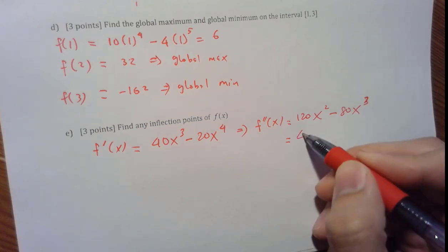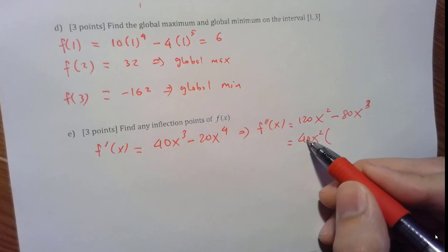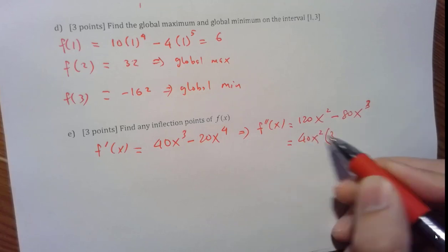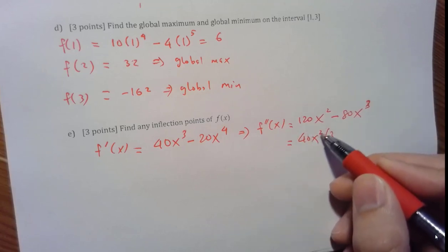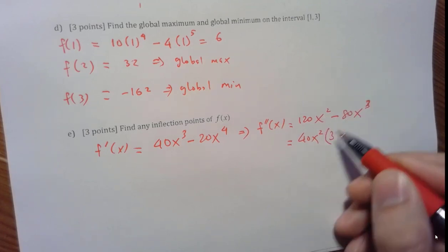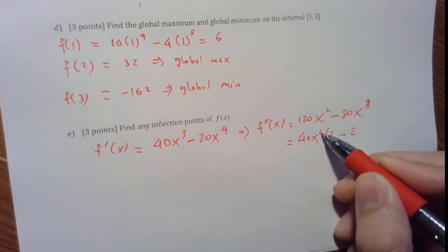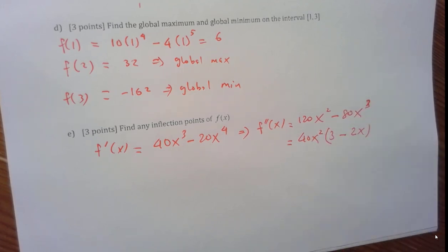So I can pull out 40x squared because this is the common factor. I pull out 40, and I have 3 left because 40 times 3 is 120. I pull out x squared, so there's no more x, minus 40, 80 divided by 40 gives me 2. And then since I took out x squared, I have 1x left here.